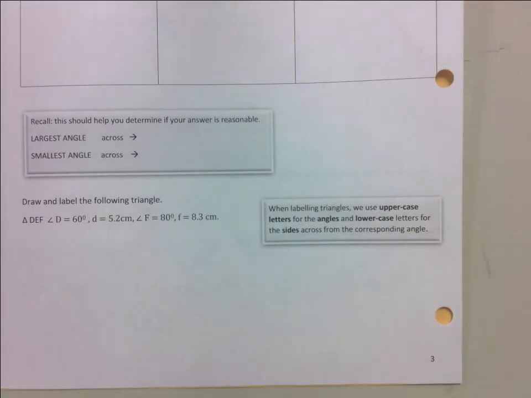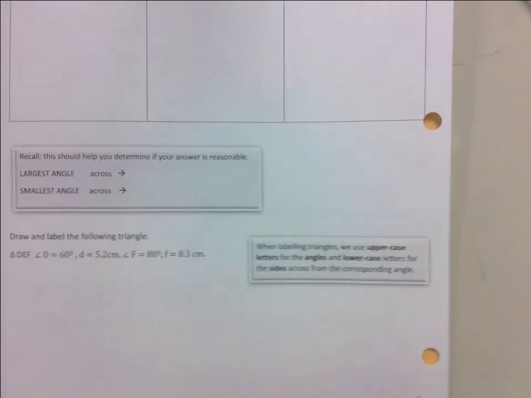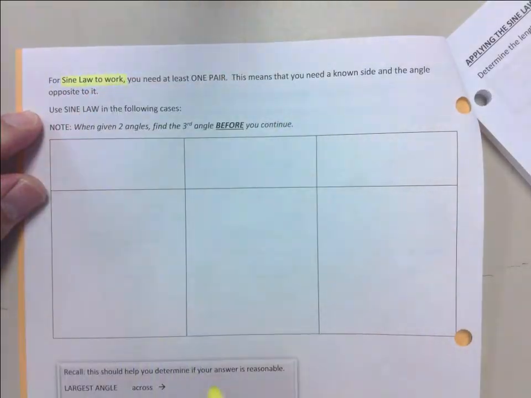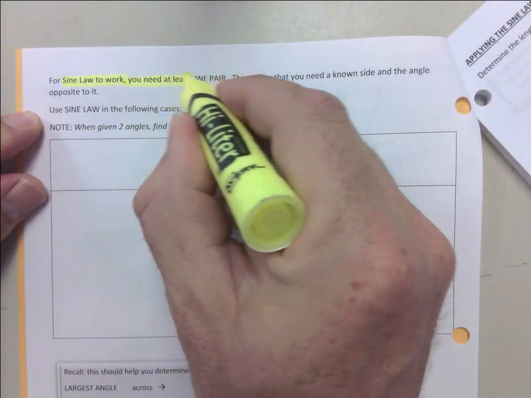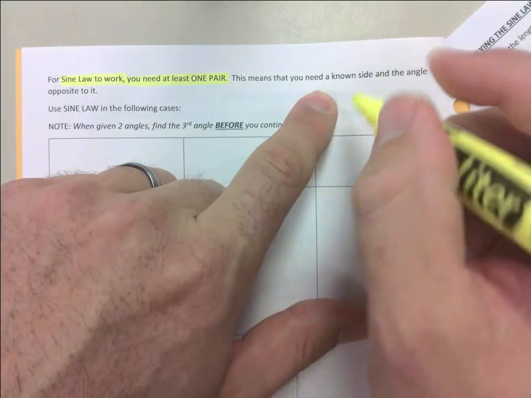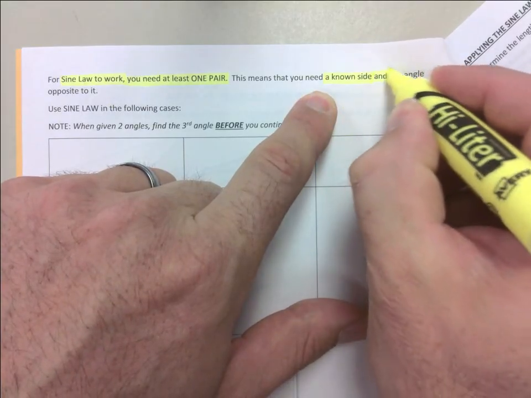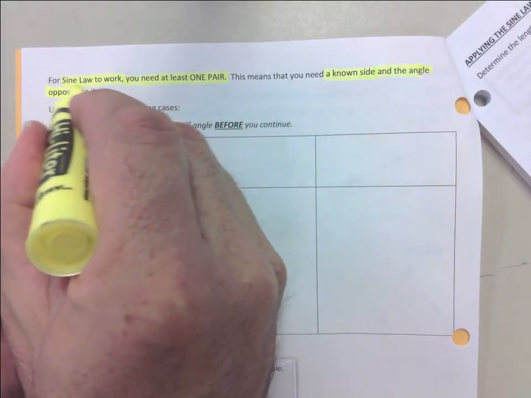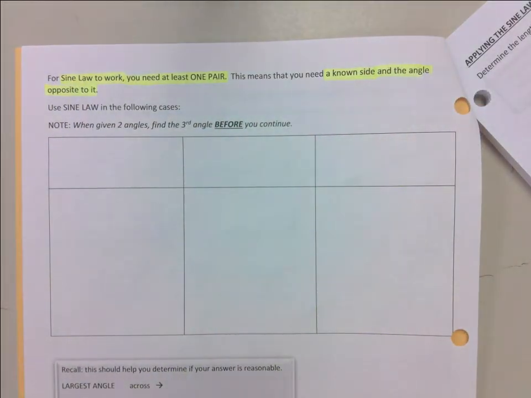So, when can you use the sine law? Let's go to page 3 here. I want you to remember this for sine law. For sine law to work, you need at least one pair. That means that you need a known side and the angle that's opposite to it. You know without a shadow of a doubt that this is sine law, because you're going to have to pick between cosine law and sine law.